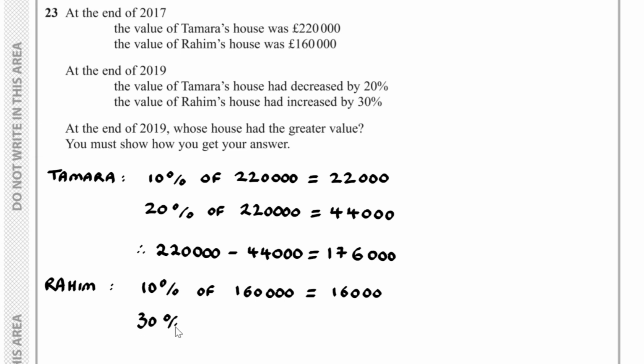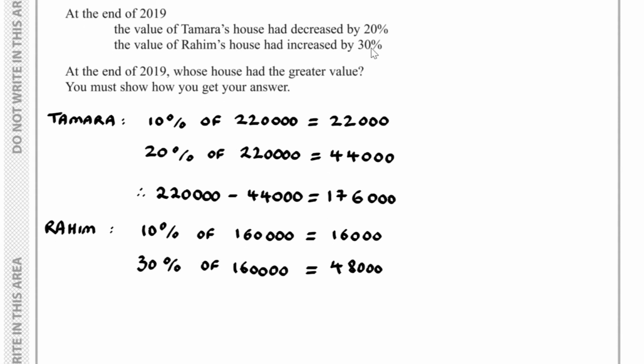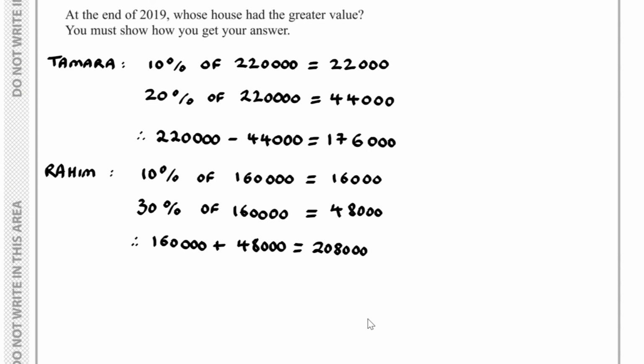And so therefore 30% of £160,000, that's equal to £48,000. Now if his house increased by 30%, we've got £160,000 plus the £48,000, and it turns out we have £208,000. So whose house had the greater value? Well, we can conclude over here that Raheem's house had the greater value.